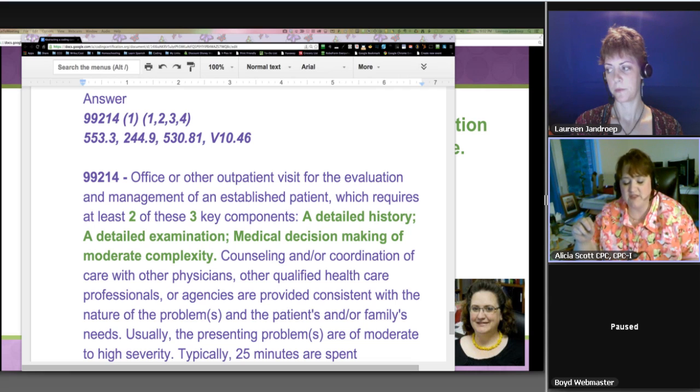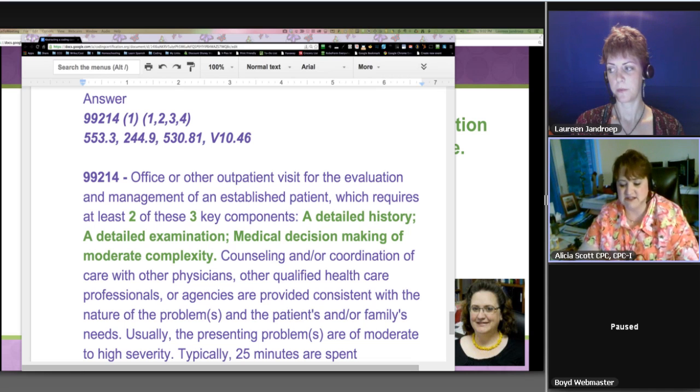And with this 99214, which is a pretty high level, you've got a detailed history, a detailed examination, and medical decision making of moderate complexity. You have to meet or exceed 2 of those. Okay, and then it goes into counseling and stuff like that. And he was going to have the patient see the doctor that did the hernia operation in the past to check for this hernia.